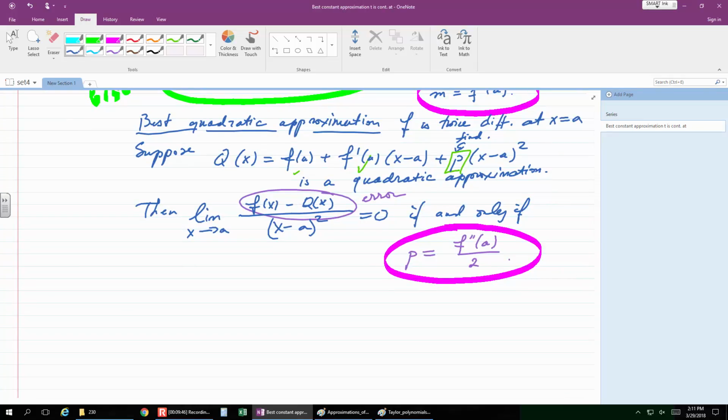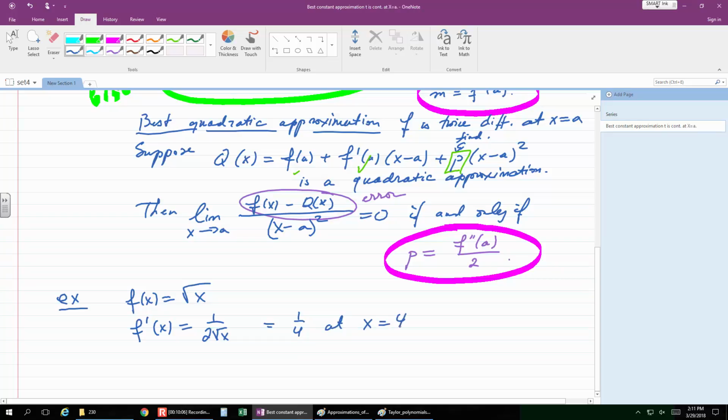Let's confirm that idea with the same example. Remember, our f of x is equal to square root of x. The derivative is 1 over 2 square root of x, which, as I recall, is equal to 1/4 at x equal to 4. And we're moving to the next step. We don't stop here. We're moving on to quadratic approximation.